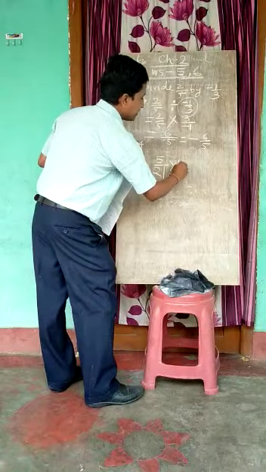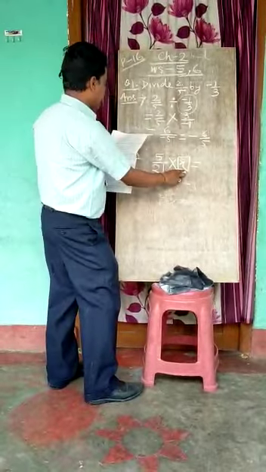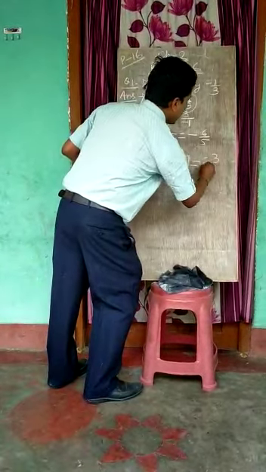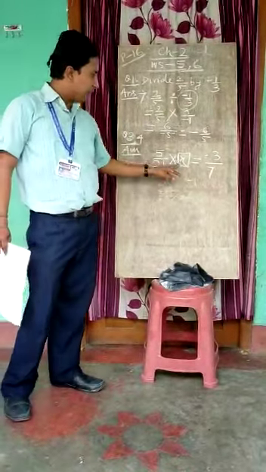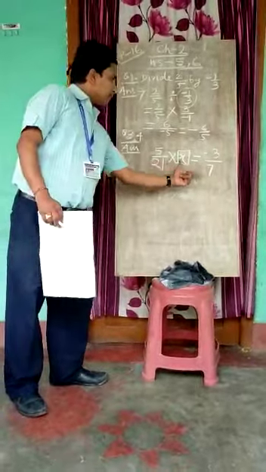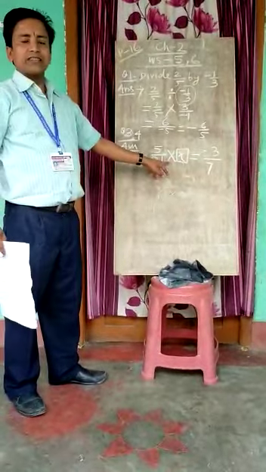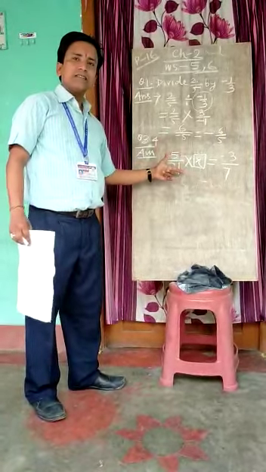Suppose the second number is this box; you can write x here. And the multiplication given is -3/7. You have to find the second number. Similarly, this question is based on multiplication, but a question may be based on addition, subtraction or division.